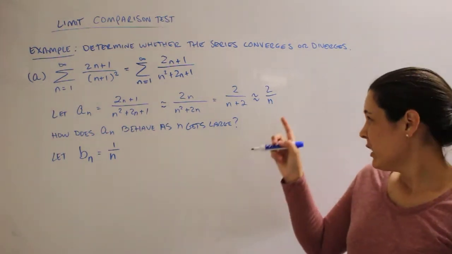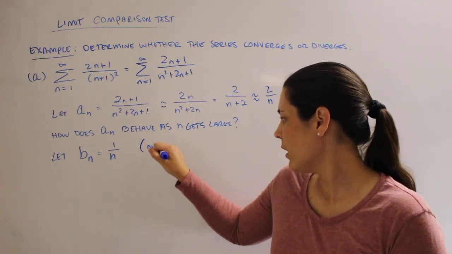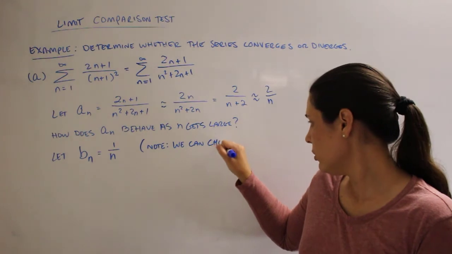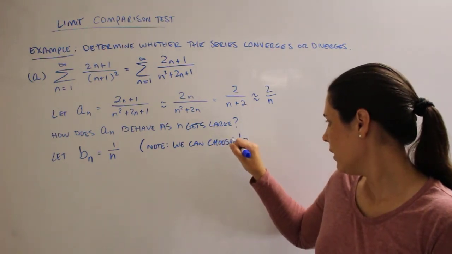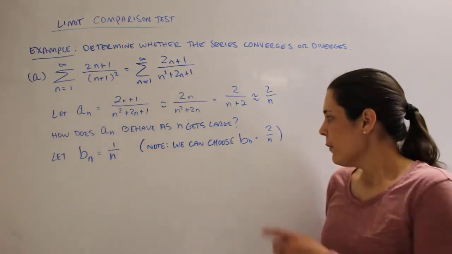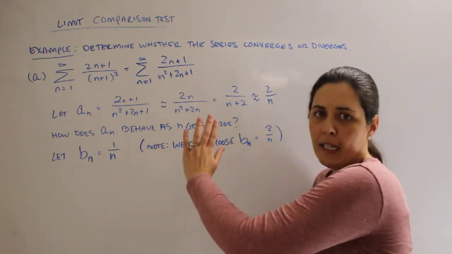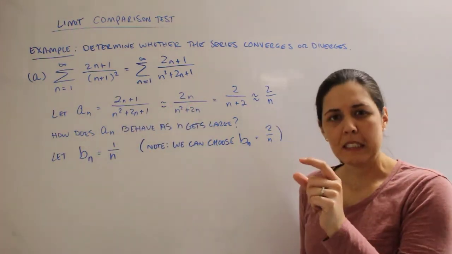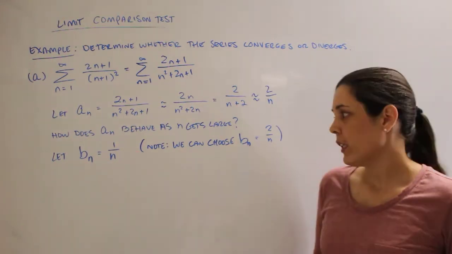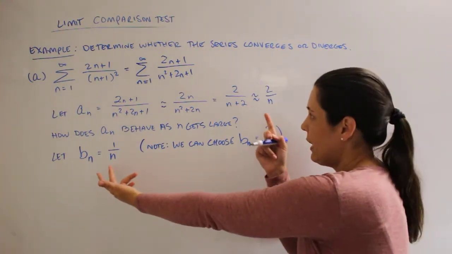Now, I could have just taken this 2 over n, and I'm going to make it clear that you can do that. So note, we can choose for B sub n to be 2 over n, and you're going to get the same result. I'm just choosing 1 over n because we know a lot about that, and it'll just make our calculations just a little bit easier. So it doesn't matter. Pick 2 over n, pick 1 over n, we will get the same results. Okay, but we have a constant over n, so this is going to behave similar to this.